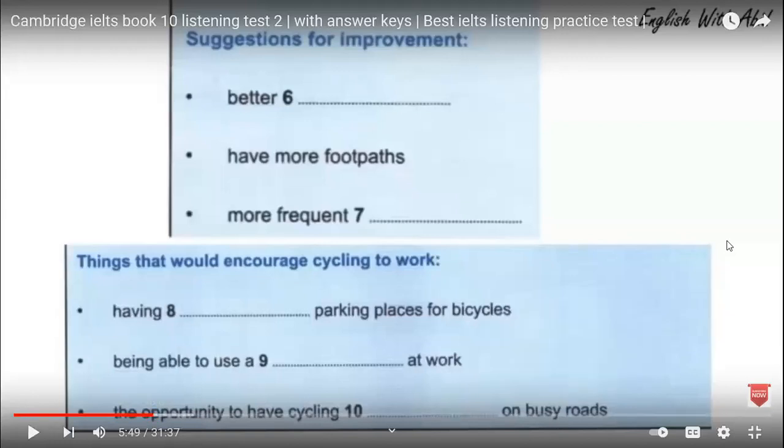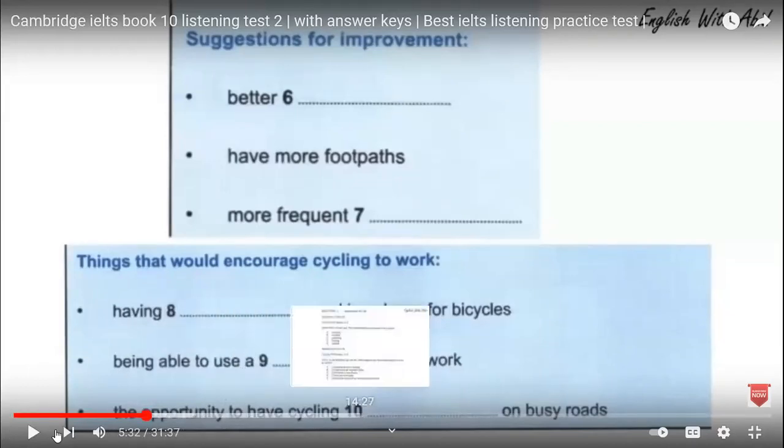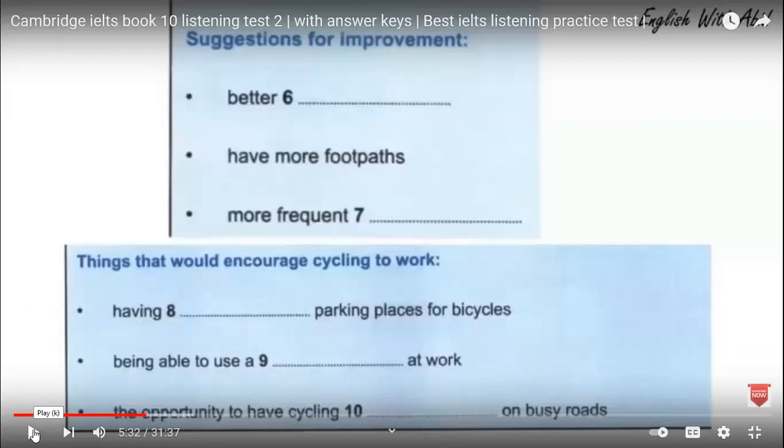Have you got it? Training. Training. Yeah. You have got it. Okay, listen to her again, then it will be clear to you. It will be training. She will offer training. And here you have got the opportunity to have cycling training. They are using very much synonyms. So be careful about it.